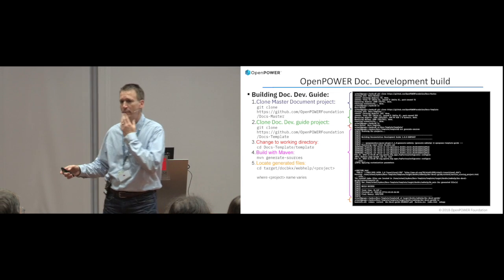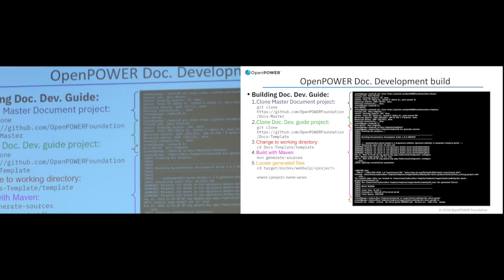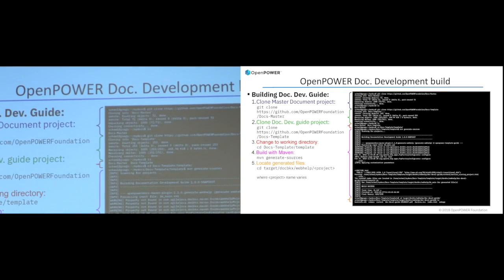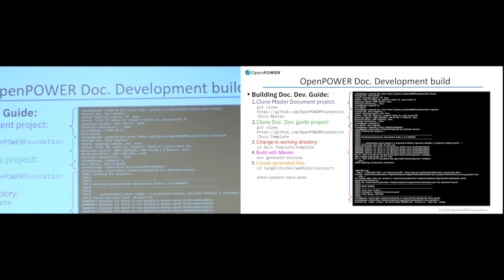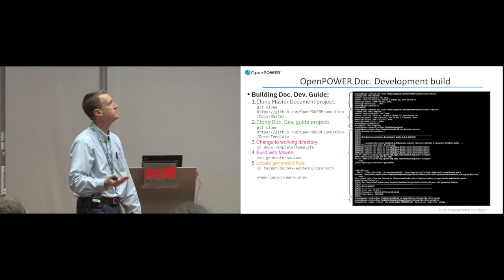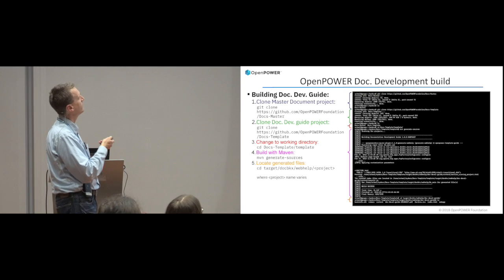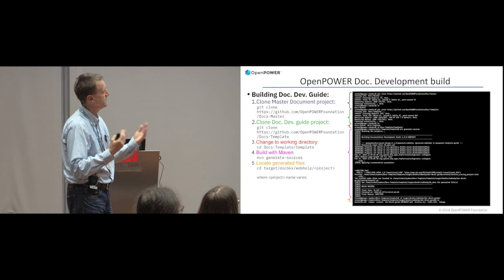How do we actually do a build? I mentioned there were 2 projects you needed to care about for any given build. The first is the master document, that common look and feel. You simply have to clone that in your working directory once as you get started. Then you clone whatever project you want to build. That's over here in the next one.